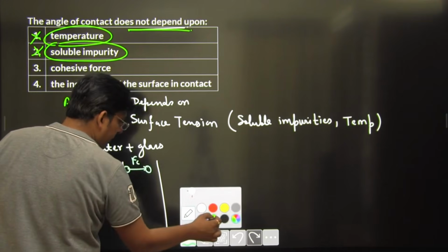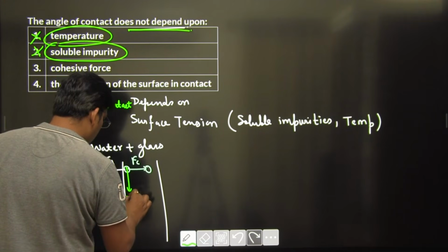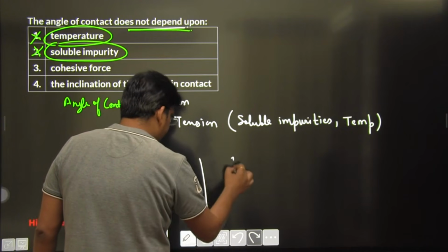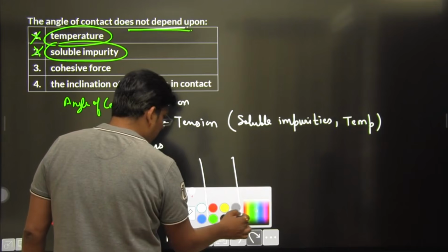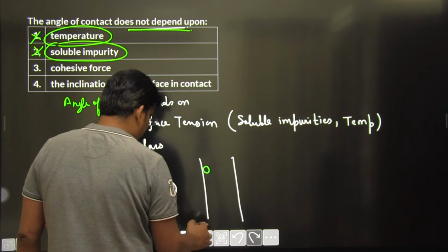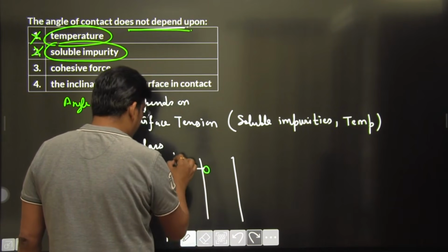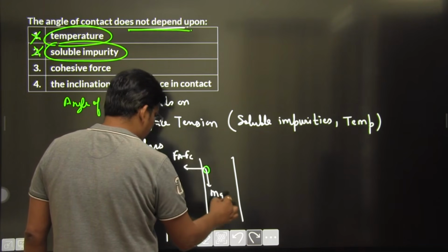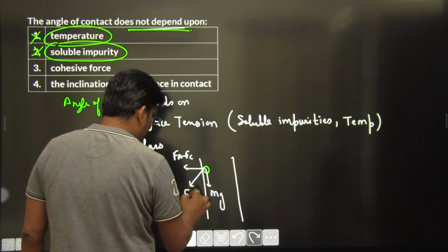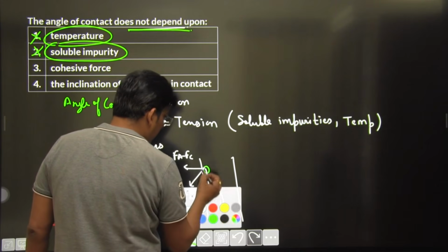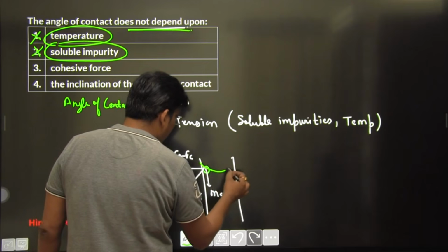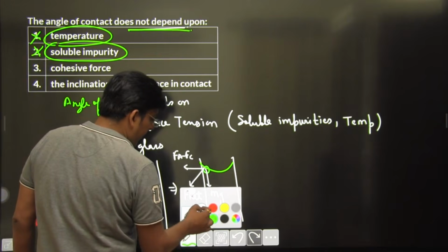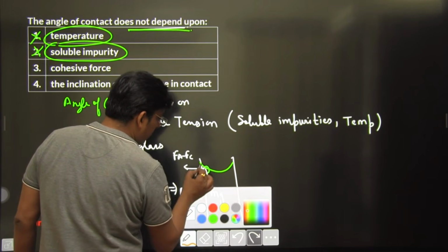Now this is the weight of the molecule. You know that in this way the net force on the water molecule at the end would be Fa minus Fc, adhesive force minus cohesive force, minus mg, and this would be the net force. Now liquid molecules will arrange themselves in such a way that they become perpendicular to the net force. In this case the liquid's meniscus would be concave, and therefore this would be the angle of contact.